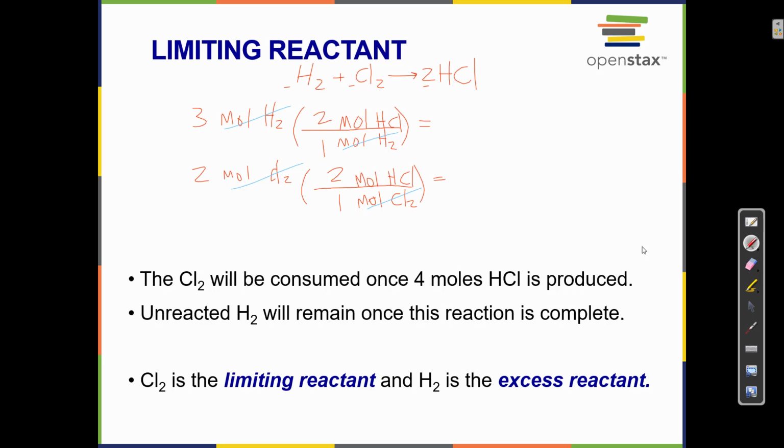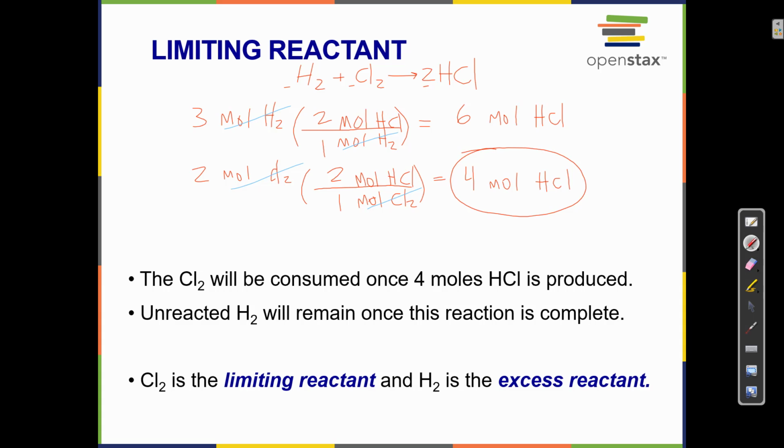Okay, 3 times 2 is 6 moles of HCl. And 2 times 2 is 4 moles of HCl. So with Cl2, I can make 4 moles of HCl with that amount of Cl2. And with H2, I can make 6 moles of HCl. So how much HCl can I make?